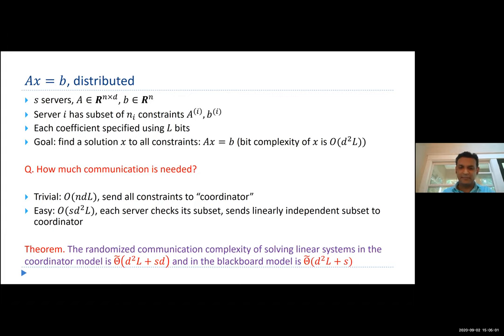The theorem that we'll more or less prove completely, well, we'll sketch all the ideas of in this talk, is that the randomized communication complexity of solving linear systems in the coordinator model is d squared L plus s times d, so dimension squared L plus s times d. And this is both upper and lower bound up to log factors, log in d and L. And in the blackboard model, I'll define both of these in a second, but again, the definition might be apparent from the name, the blackboard model is a bit faster. It's d squared L plus s. So please feel free to interrupt if you have questions, or I'll try to monitor the chat as well.